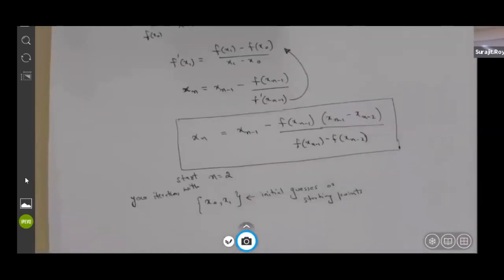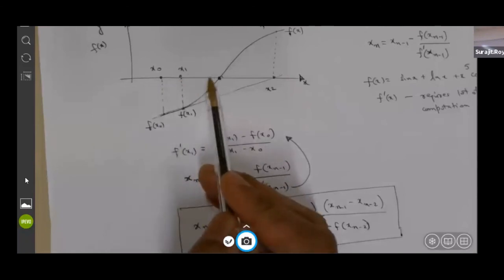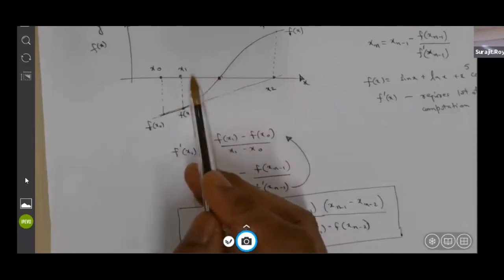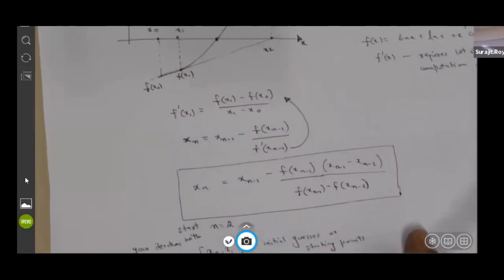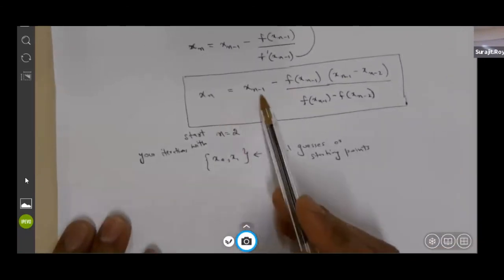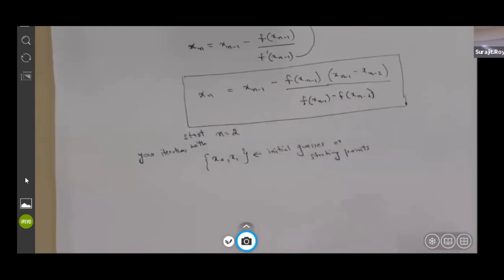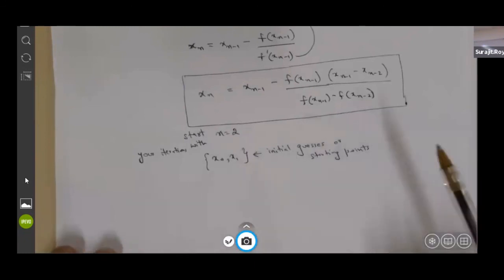Similarly, for the secant method, I need the initial guess, but I need two guesses, and they do not need to be on the opposite sides of the root. They can be on either side of the root. So you start with this and you plug in the value n equals 2, and everything will be just using this specific expression. You can keep on doing the iteration from n equals 2 to n equals 3, 4, 5, 6, and how long you have to go, you will basically use the same stopping criteria we just discussed a while ago.